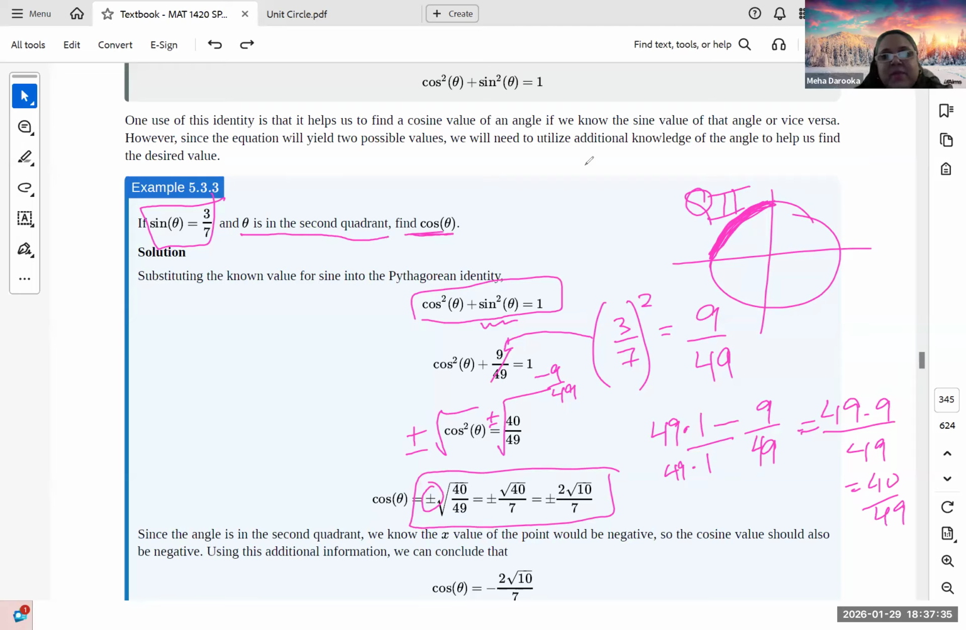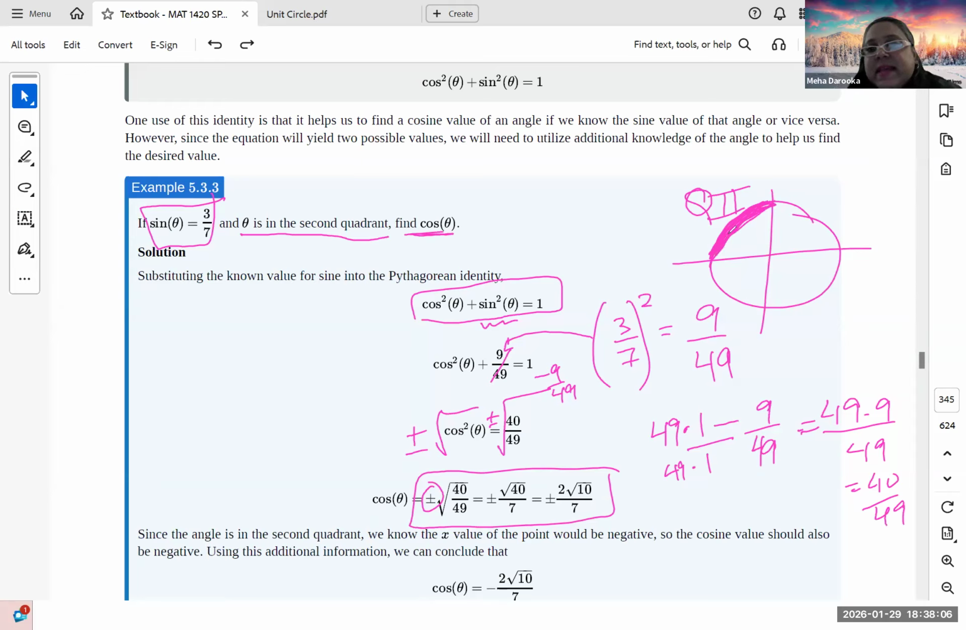So now this is what they were talking about, where they said you will come up with two possible values, and then you need to know which one is the desired value we are looking for. So here's what I want you to think about. Since we know that the angle theta has to be in the second quadrant, remember your cosine value is associated with the x coordinate. So think about this. Of course, sine represents the y values.